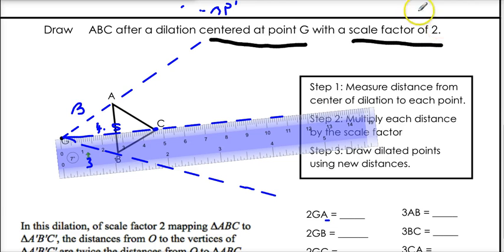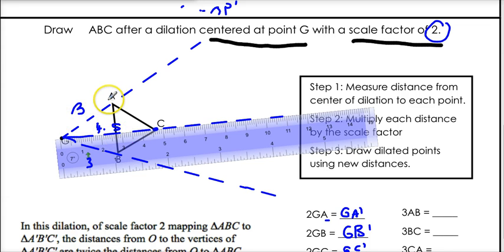So everything is multiplied by the scale factor, which in this case is 2. All right? So you do 2 times GA, right? And that gives you what GA prime is. All right? You do 2 times GB, which gives you what GB prime is. And you do 2 times GC, which gives you what GC prime is. All right? So let's multiply all of these by 2.